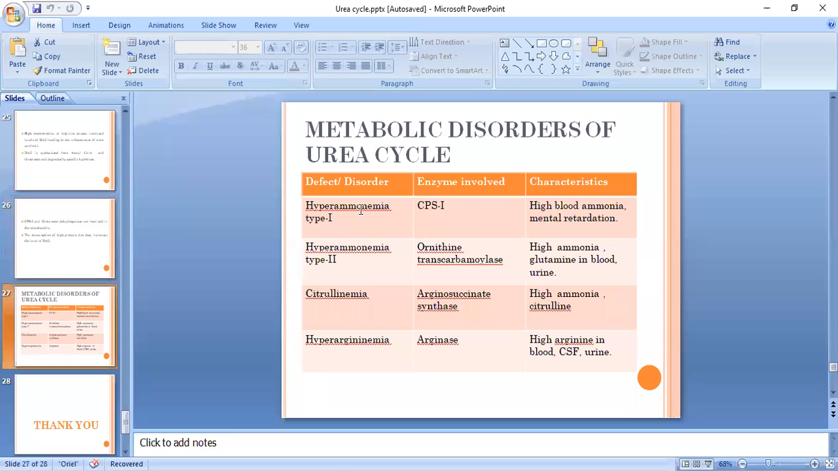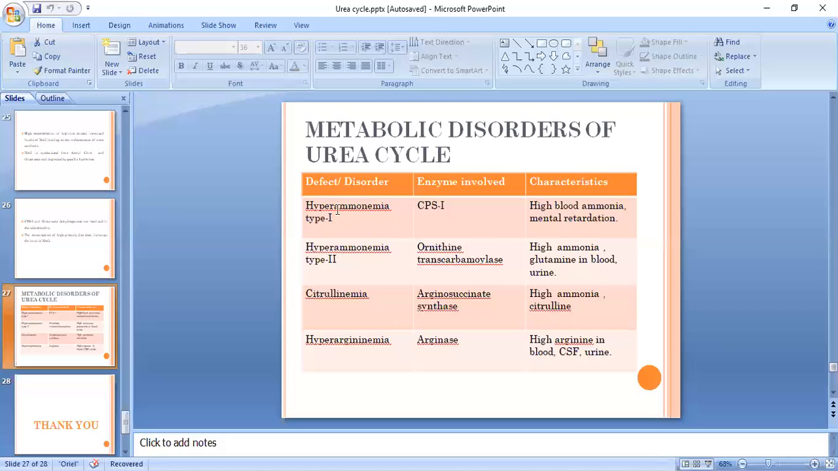Let us see what the different metabolic disorders were. Metabolic disorders are nothing but diseases or defects which can occur if the metabolic processes are not taking place in the body properly. So here we are listing four different disorders or defects, the enzyme which is involved, and the different characteristics which they show.